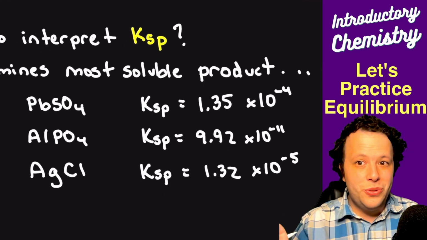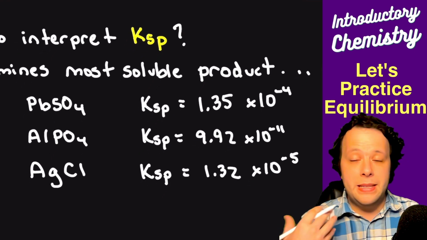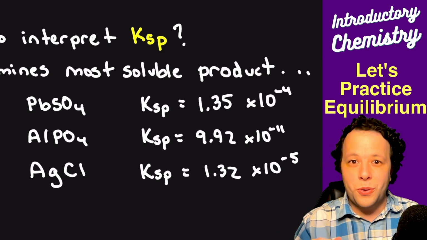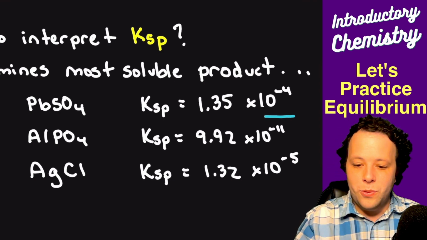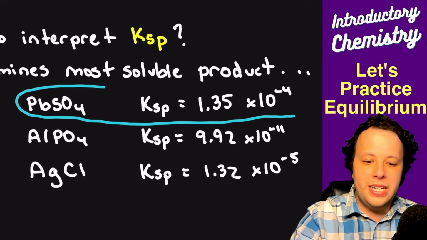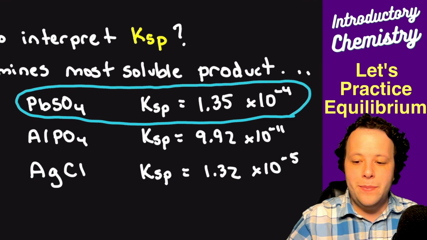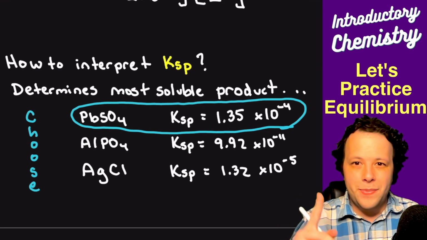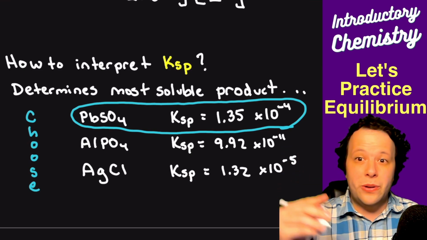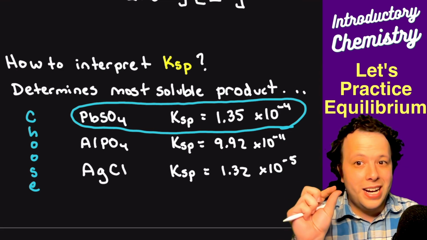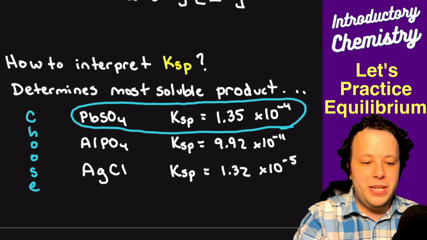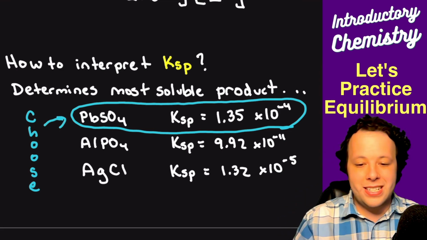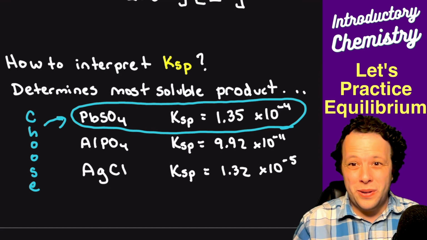So how do we choose? Well, whichever one is the biggest would be your most soluble. So when you look through these, you see lead sulfate has the biggest number out of all these. So this would be your most soluble. Whereas aluminum phosphate would be your least soluble because it's your tiniest number. So this would be your answer here, right? Is this top choice? Let's go on to our next example.